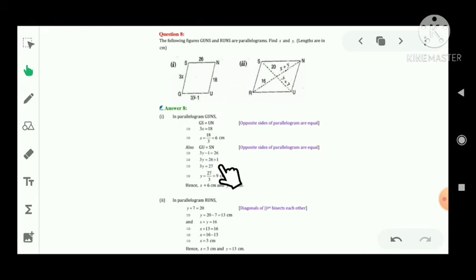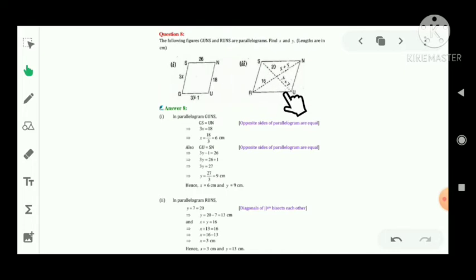That means when we transfer 1 into RHS, its value will be 3y is equal to 26 plus 1, that means 3y is equal to 27, and from here we are able to find out the value of y. It will be 27 upon 3, that means 9 centimeter. I hope the first part is clear now. Let's see the second part.